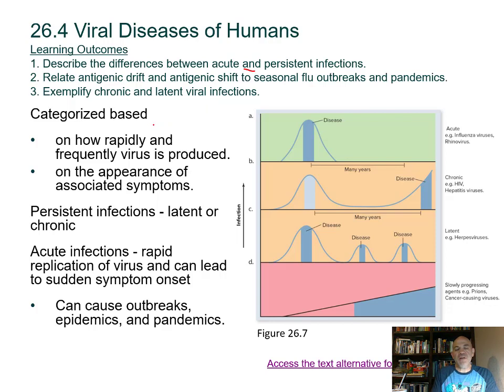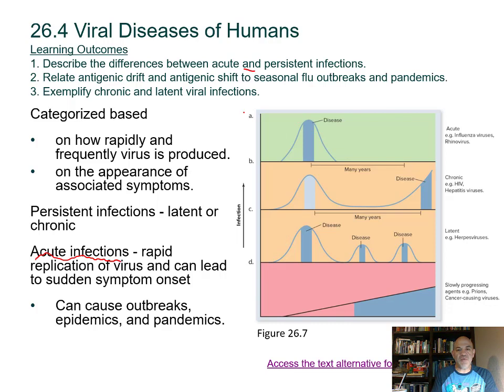Now, when it comes to human viruses, they can be categorized by how rapidly and frequently the virus is produced, and on the appearance of any symptoms associated with disease. So there are acute infections. Let's skip to that one first. So the acute infections, these would be rapid, and the virus replicates rapidly, and you get a sudden onset of symptoms. And these are exactly the kind that lead to outbreaks, epidemics, and pandemics.